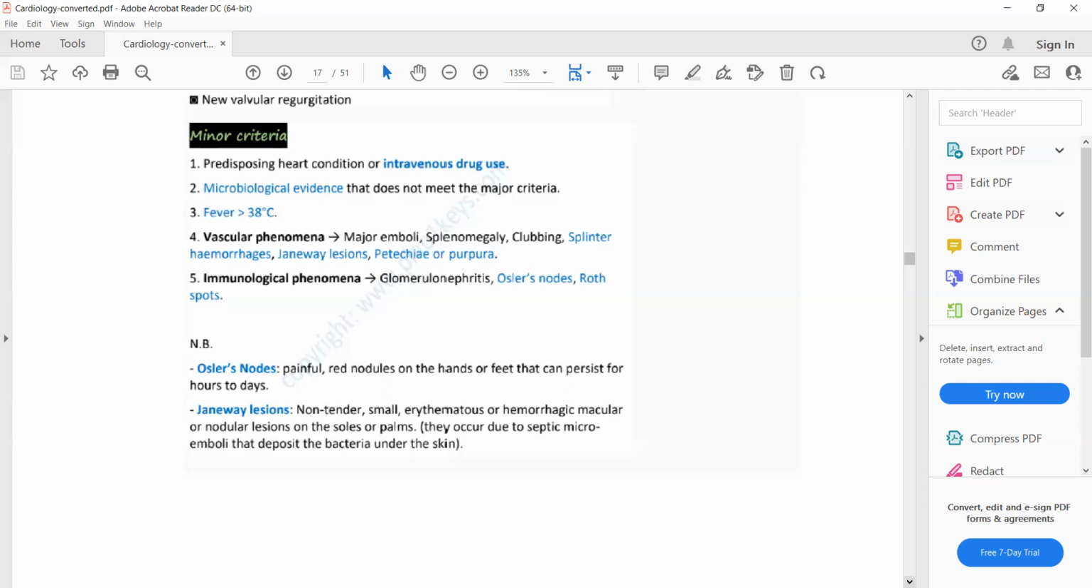What are splinter hemorrhages? Splinter hemorrhages are basically linear lines on the nails. Janeway lesions are painless macules or papules that are present on the palms and soles. Remember that Janeway lesions are painless while Osler nodes are painful. Both of them are present on palms and soles.